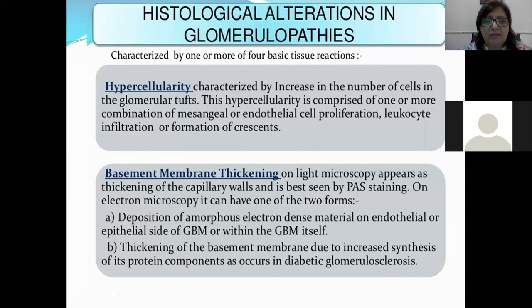I told you the capillary has three layers. First, the inner is the endothelial lining, then the middle is the basement membrane, and the outer is the epithelial lining, which are known as epithelial cells with foot processes, or podocytes. So any one of these areas can become thickened by electron microscopy, but in light microscopy you only see a homogeneous thickening of the basement membrane, which is seen by periodic acid-Schiff stain. Then there is thickening of the basement membrane due to increased synthesis of protein components, as occurs in diabetic glomerulosclerosis. So there is only an increase in the synthesis of protein components, which will make this glomerular basement membrane appear very thick.